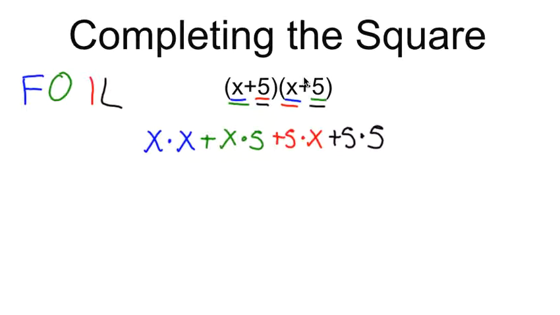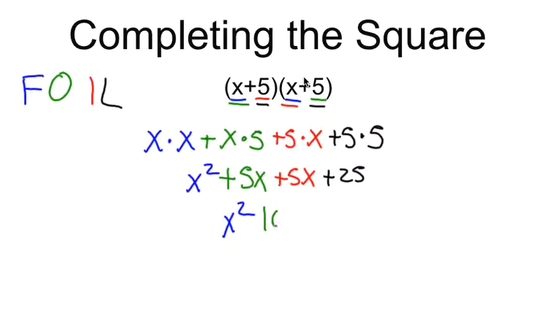Starting with x times x, that is x squared. The green term here is going to be 5x. The red term here is going to be 5x. And the black term here is going to be, sorry, not 10, 25. Plus 25. There we go, that's correct now. I can simplify this a little further. I get my x squared, then 10x because 5x plus 5x is 10x, and then plus 25.